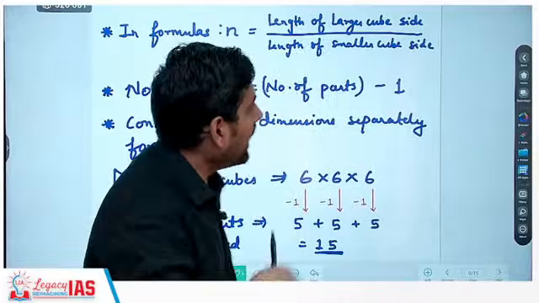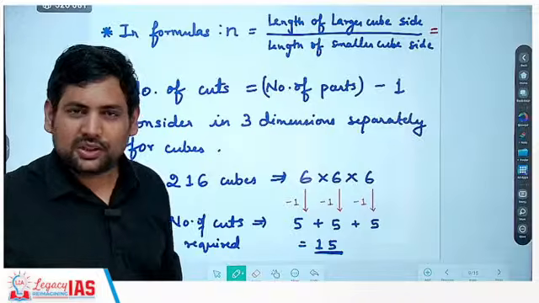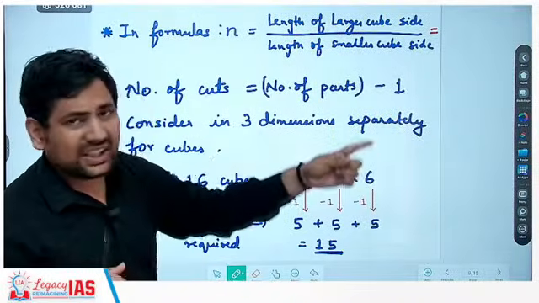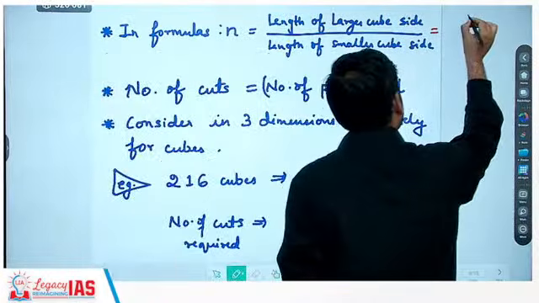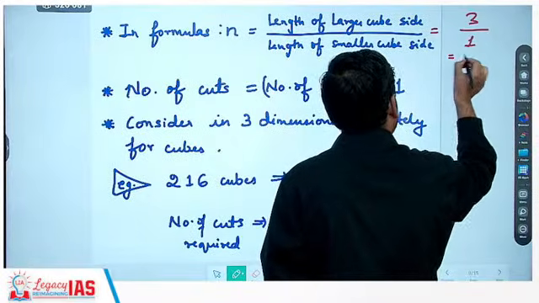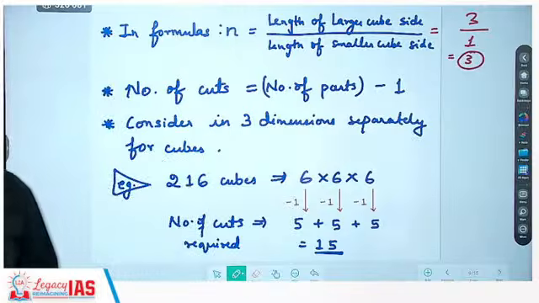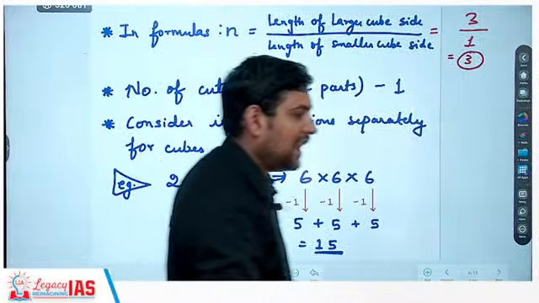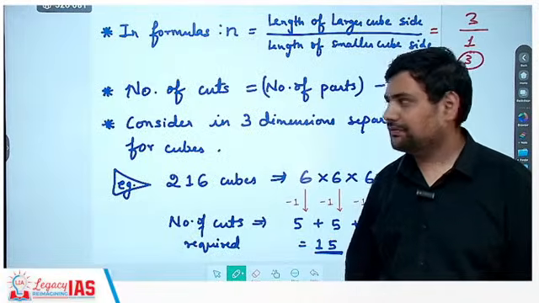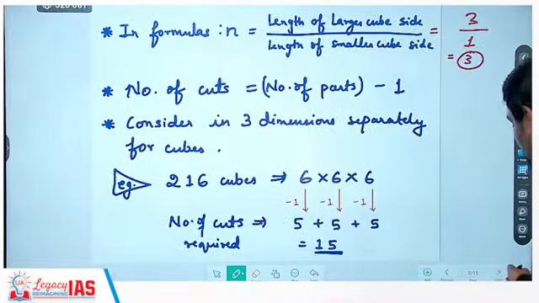For example, in that particular one where you had those 27 small cubes, or 3 into 3 into 3 upon 1 into 1 into 1, that we did. So what is the length of the larger cube side? The length of the larger cube side we had taken 3, and of the smaller cube side was 1. So n came out to be 3. This you understand. Now using this n, you will understand how we find out formulas for different numbers of faces being colored. Then the number of cuts we'll understand a little later.